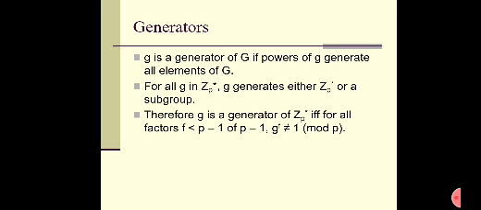Generators. A generator is represented as small g. g is a generator of capital G, which is a group, if the powers of g generate all the elements of capital G. For all g in Z p star, g generates either Z p star or a subgroup. Therefore, g is a generator of Z star p if and only if for all factors f less than p minus 1 of p minus 1, g to the power f is not equal to 1 mod p.